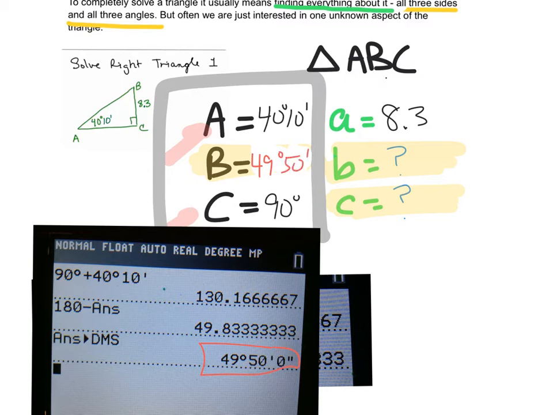So I can fill that in my picture and also in my information. Remember, I'm solving the triangle, so I'm trying to find out all the missing pieces of that triangle.